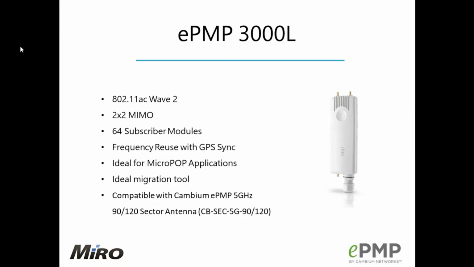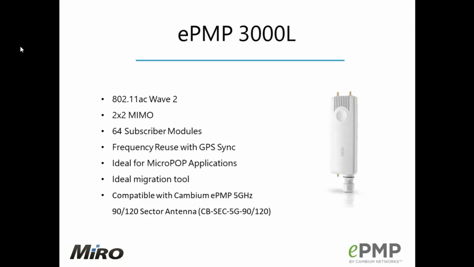Cool. Now looking at the types of ePMP units that are a bit more applicable to MicroPOP applications. Before I actually go on to the MicroPOP ePMP unit, we've got the ePMP 3000L, which I like to describe as the baby brother to the ePMP.